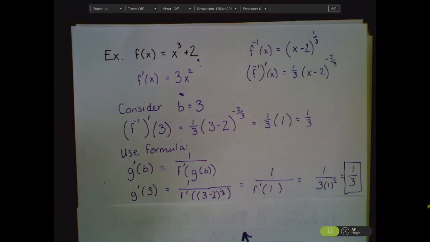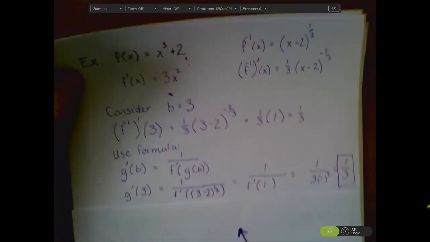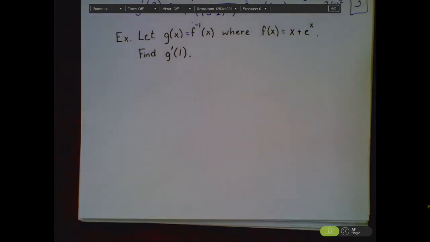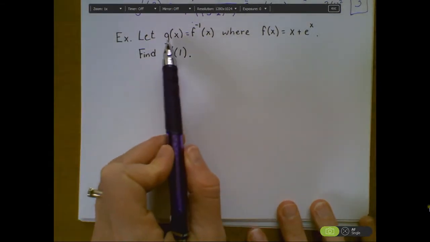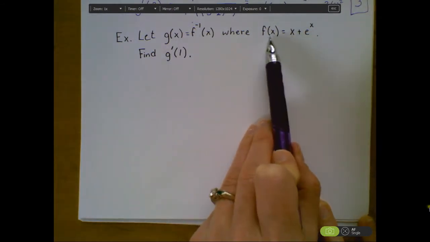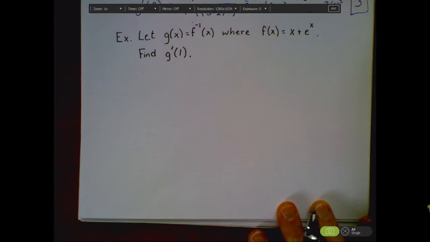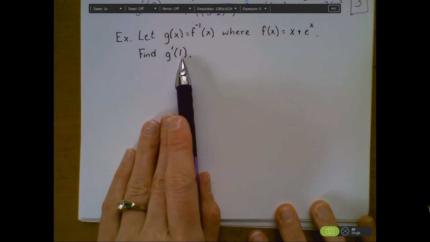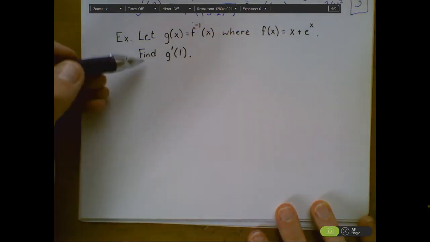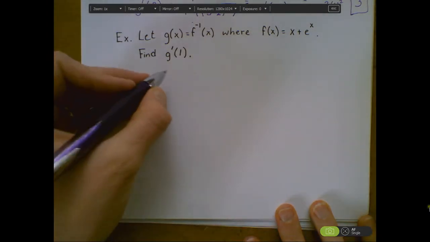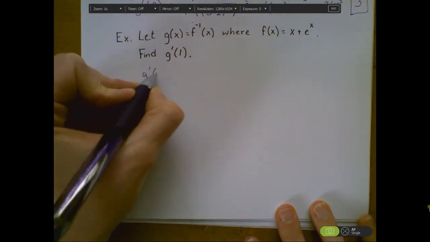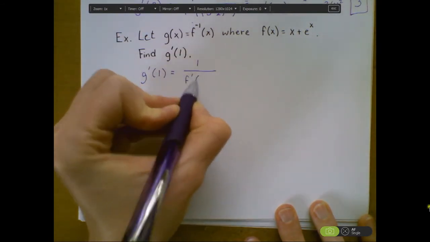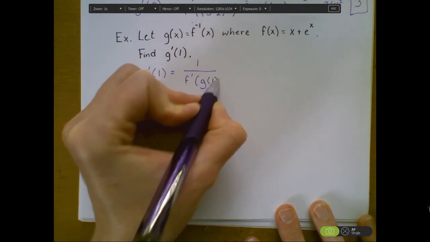We're going to do another example, and in this case, we don't have an algebraic derivative to be able to check it with. So we're going to let our g be our inverse function, where our original function f is x plus e to the x. And I want to find the derivative of g at 1. So let's go ahead and use what we know. I know that the derivative of g at 1 is going to be the same thing as the reciprocal of f prime of g of 1.